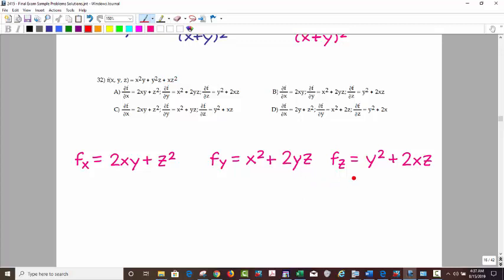Fz, first term has no z. The second one, y squared z with respect to z, will be y squared. And the last one, xz squared, will be 2xz. And then there we go. Now we should have it. And let's make sure that matches up with one of the answers here. All right, so there it is. That matches answer A. So I fixed my mistake there, and everything's good now for this problem.